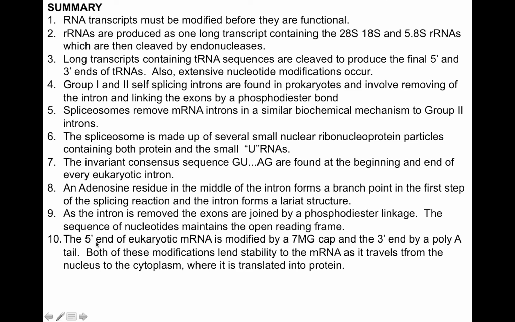The 5' end of eukaryotic messenger RNA is modified by a 7-methylguanosine cap and the 3' end by a poly-A tail. Both of these modifications lend stability to the messenger RNA as it travels from the nucleus to the cytoplasm, where it is translated into protein.